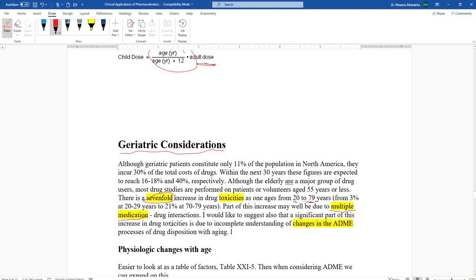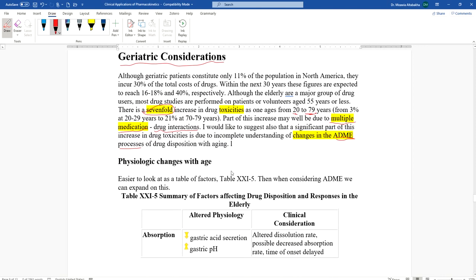Elderly group is considered as a focus group because they are taking many medications. And toxicity increases in this group because, as you expect, there are drug interactions. But we need also to consider that there is also change in disposition or ADME processes in the elderly, and we need to talk about this.